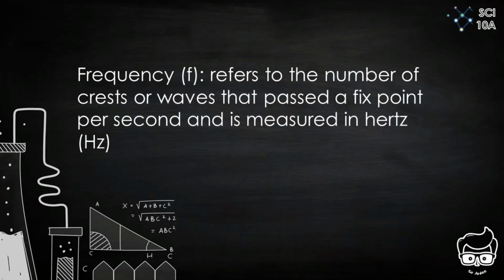Next is the frequency, represented by lowercase letter f. Frequency refers to the number of crests or waves that pass a fixed point per second and is measured in hertz. In symbols, we have capital letter H and the lowercase letter z.